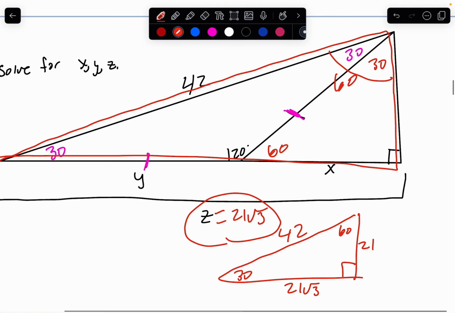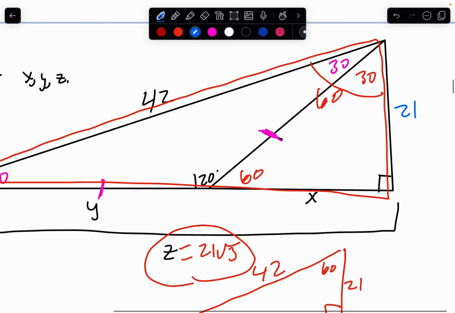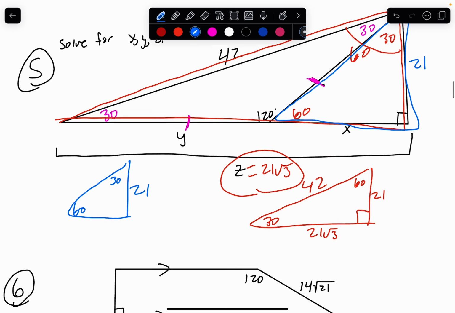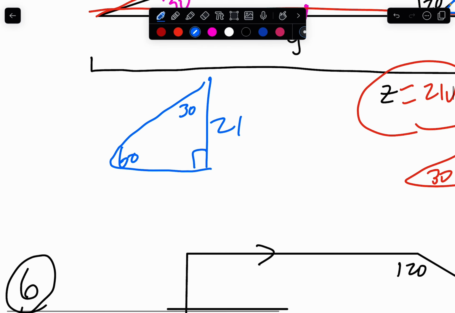Now, in the process, I'll change colors again. We got this side as 21. And now we can look at this smaller triangle. So I'm going to draw that blue triangle over here where we have a 60 in this corner, a 30 at the top, and this side is 21. So for this triangle, the 21 is the long leg. Well, the long leg equals the short leg times root 3. So I need to do 21 divided by root 3, which is 7 root 3.